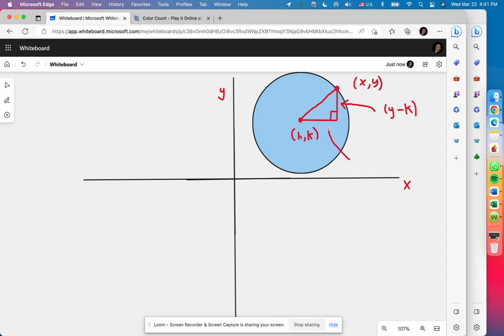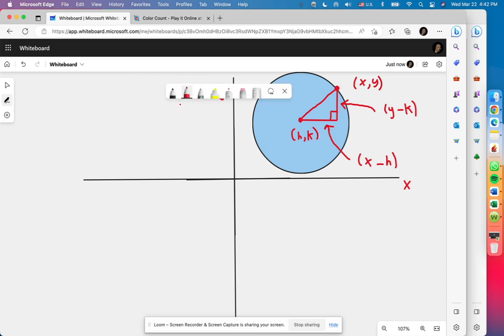Well, this one, how could I find that length? Think x values. I'm going from left to right. So this value here would be x. This value over here is h. So that one's going to be x minus h. I said k, I should have said h. Sorry.